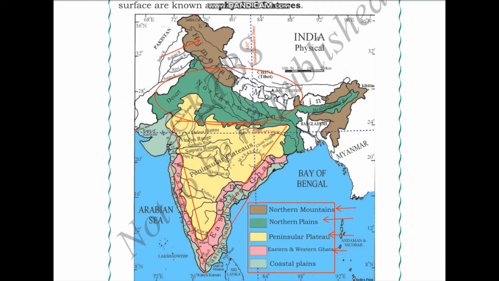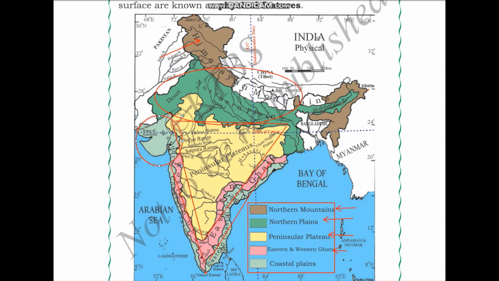So here we see it starts here. The entire of Gujarat is classified as a coastal plain, and then it moves across the coast and it comes right next to the eastern and western Ghats. So these are the different physical features of our country.